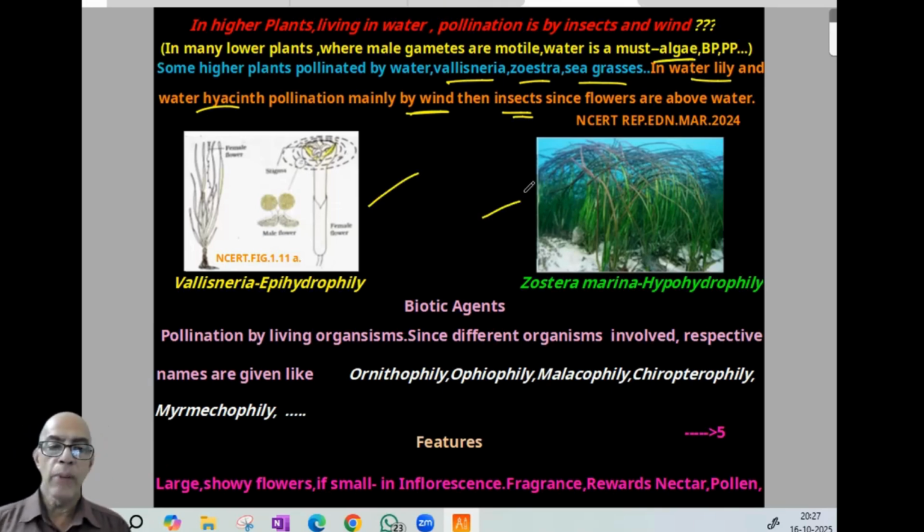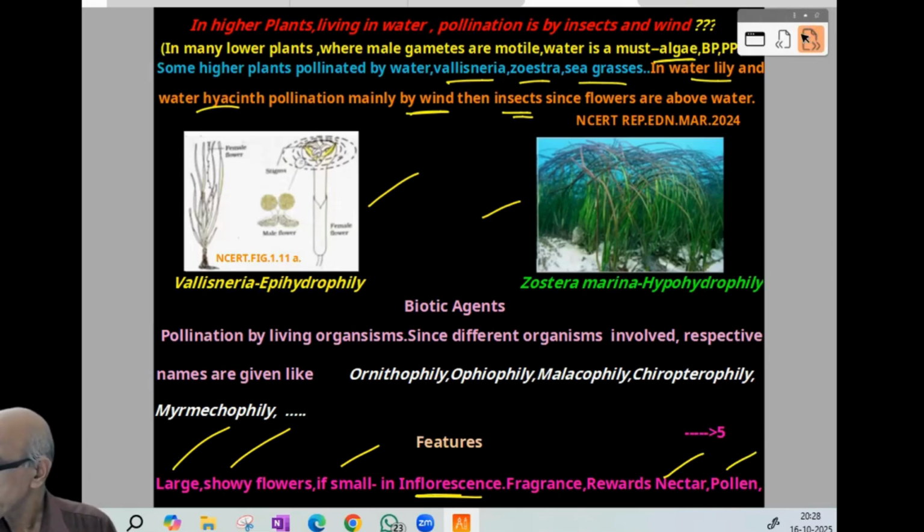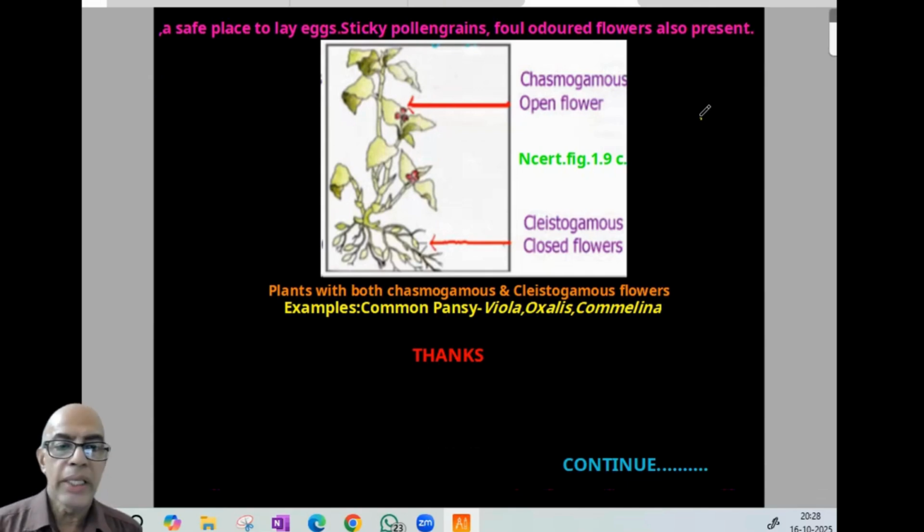This is Zostera marina. Now, biotic agents: pollination by living organisms. Since different organisms are involved, respective names are given, for example ornithophily, ophiophily, malacophily, chiropterophily, myrmecophily. Now, features. Flowers are large and showy to attract biotic agents; if small, they form inflorescences. Fragrance will be there, and rewards include nectar and pollen grains, then a safe place to lay eggs. Pollen grains are sticky, and foul-odored flowers are also present, all to attract insects or other organisms.